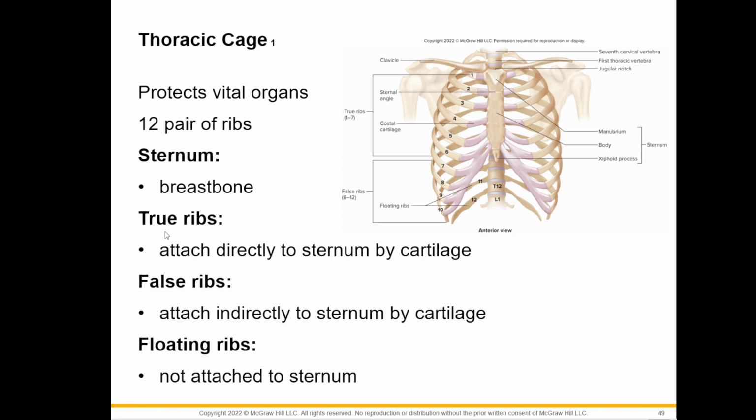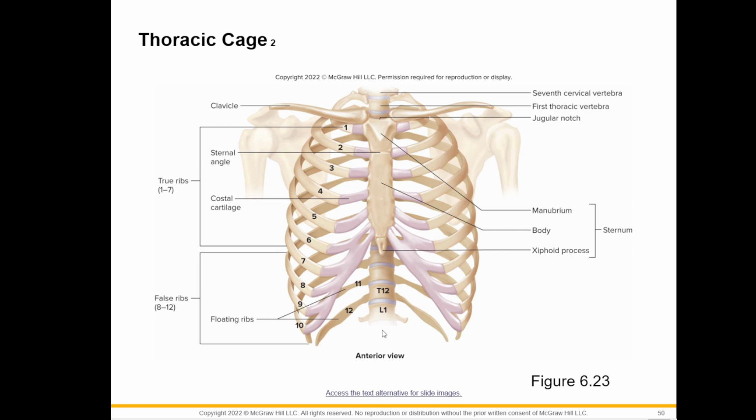Okay? So true ribs, they are truly connected to the sternum. False ribs are not directly connected. And then floating, no attachment at all. So here, ribs number 1 to 7 are true ribs. Ribs number 8, 9, and 10 are false ribs. And then rib number 11 and 12 are floating ribs.